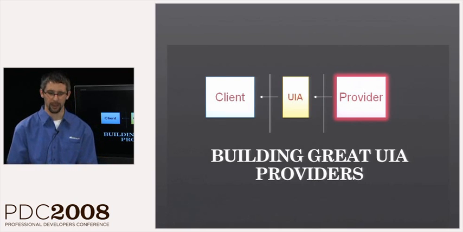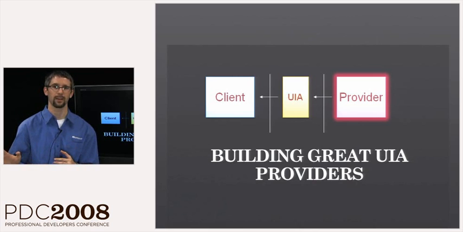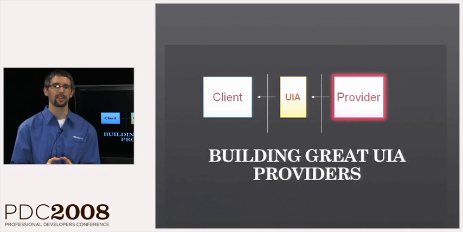I want to take a few minutes now and talk about what it takes to build great UIA providers. This isn't new. This is not new with Win 7. Providers that you built for Vista will run just fine on Win 7. The API is just the same. I'm taking time to talk about it because it's so important that we build great providers. The accessibility of your application depends on the quality of your providers. And so it's key that you do this well. And so I think it's worth taking a few minutes just to touch on how you do it.